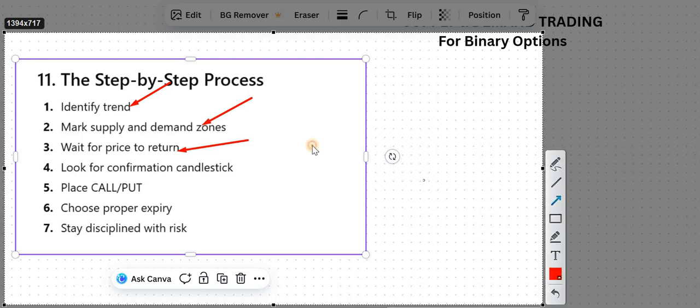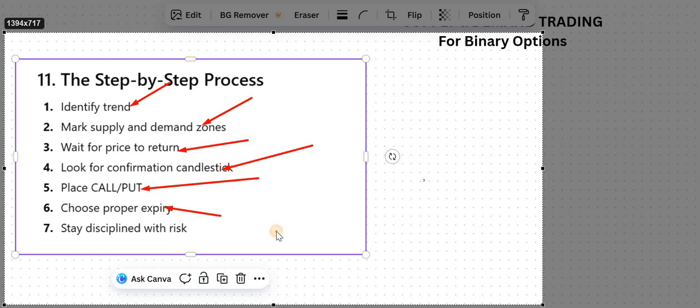When price returns, you look for confirmation candlesticks. How do you look for confirmation candlesticks? Through the rejection, the fake breakout, and then the change in polarity, whereby support turns into resistance and vice versa. Then you place your call using the proper expiration. I've explained that. And when you can do this, you find out that at the end of the day, you stayed disciplined. This is what discipline means. If you can do this even once every day, I bet you by the end of a month, you should have been strong using this kind of strategy.